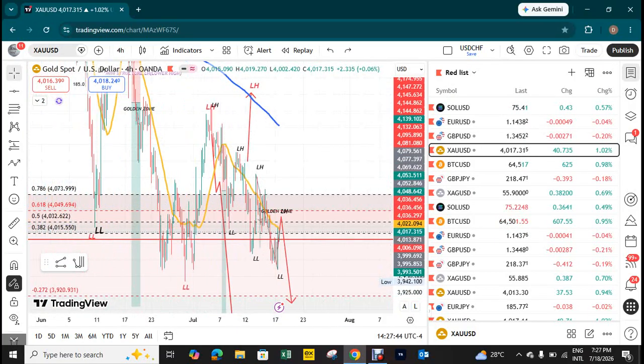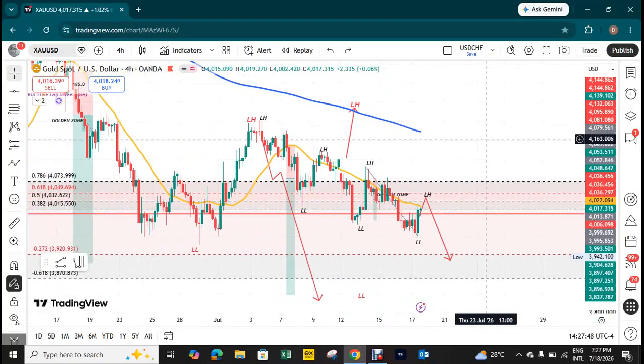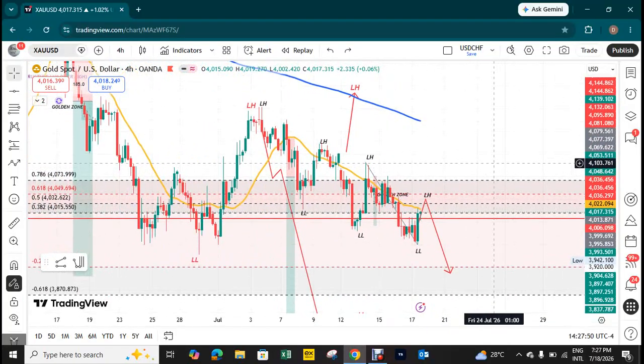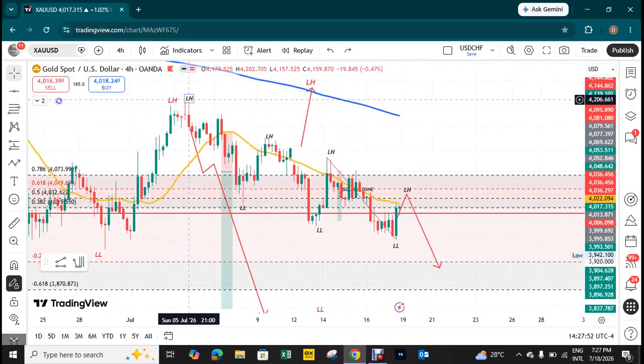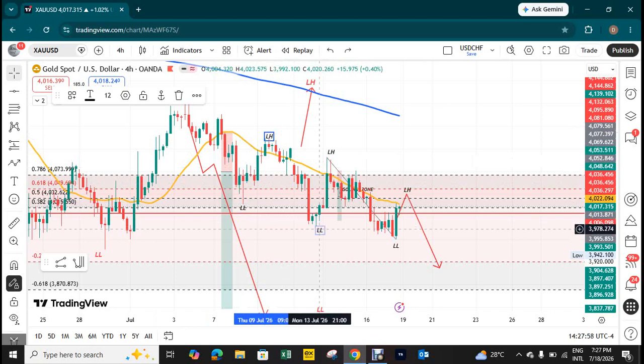On gold, not much to say here because we already have higher highs and higher lows, and lower highs and lower lows forming. Okay, this is a lower high. We have our lower low here, lower high here, lower low here, lower high here.